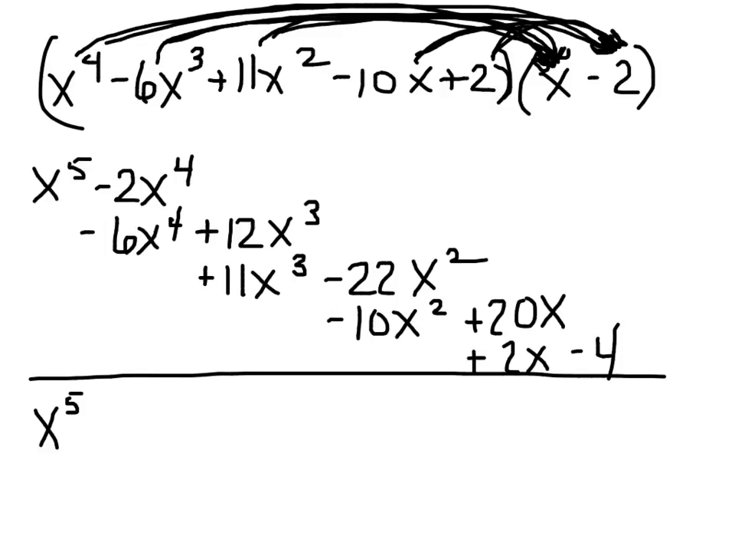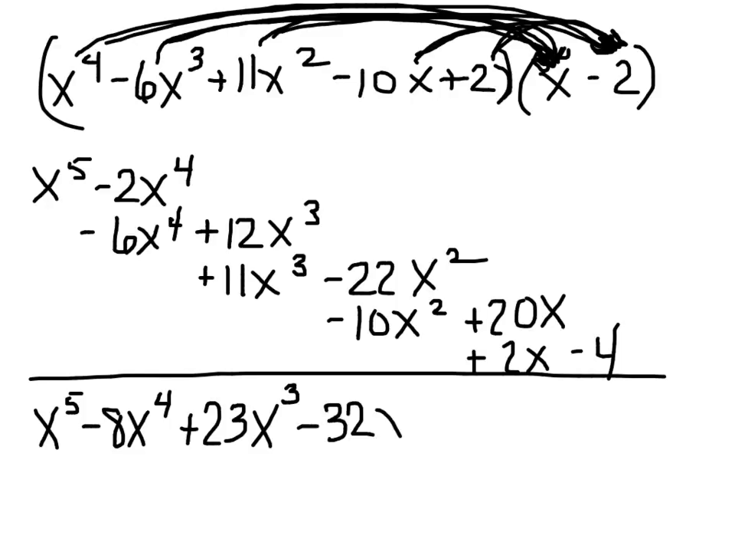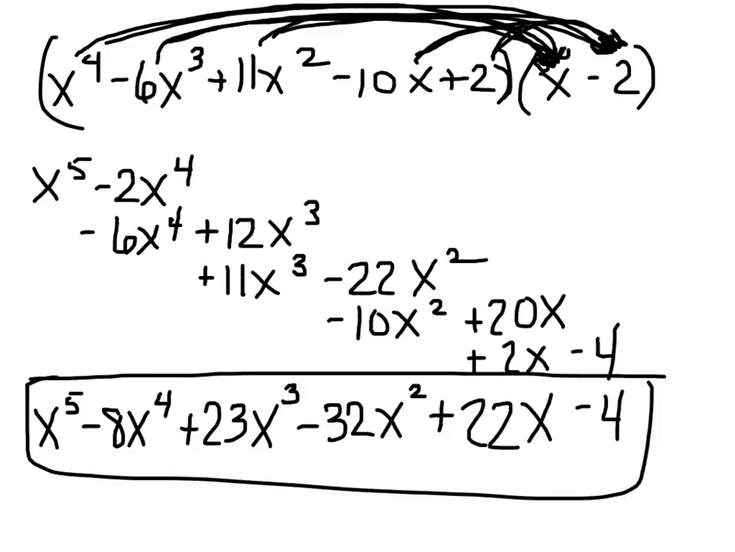Minus 2x to the fourth minus 6x to the fourth. 12 plus 11. Negative 22 minus 10. 22 plus 2. No, sorry. 20 plus 2. Minus 4. Woohoo! Okay? You can thank Zach for that one.